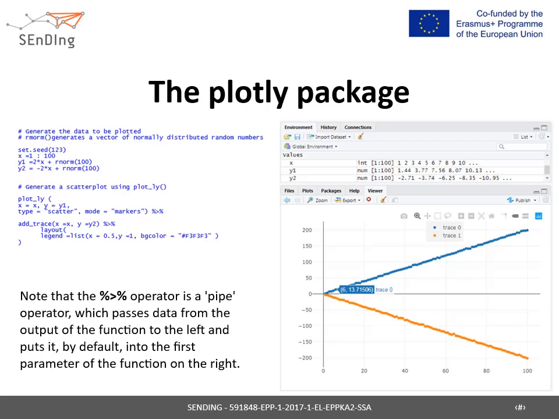To generate the scatter plot we call the plot_ly function first for the blue part of the plot with x values on the horizontal axis and y1 values on the vertical. Then we add to this the data points in red with again x values on the horizontal axis and y2 values on the vertical axis. We also define that we want R to display the legend with traces at a specific place, x equals 0.5 and y equals 1, and the background color for the legend is #F3F3F3 in hex format.